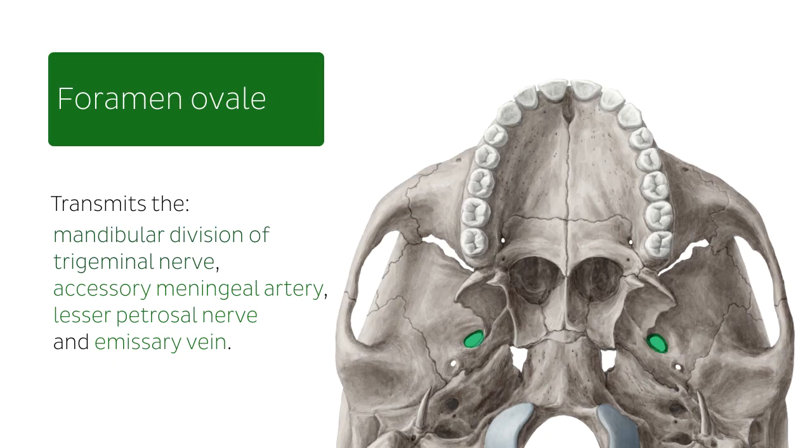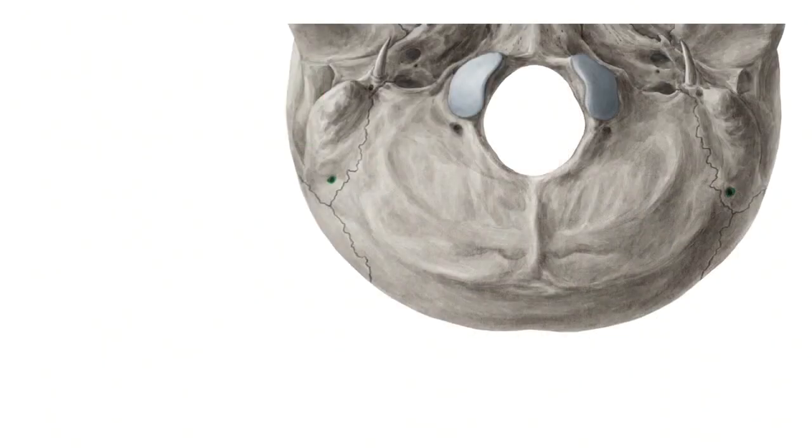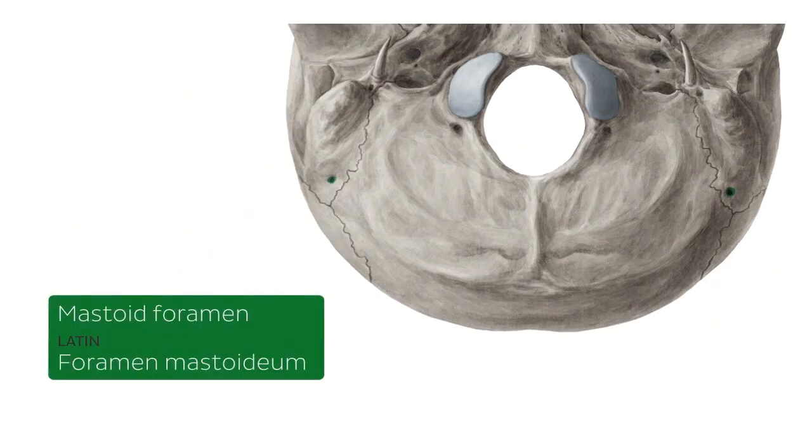The other foramina that we're going to be learning about are these that you find on the temporal bone. They're known as the mastoid foramina, or foramen singular. They're found on the mastoid portion of the temporal bone. The mastoid foramina contain the emissary veins and sometimes branches of the occipital arteries.